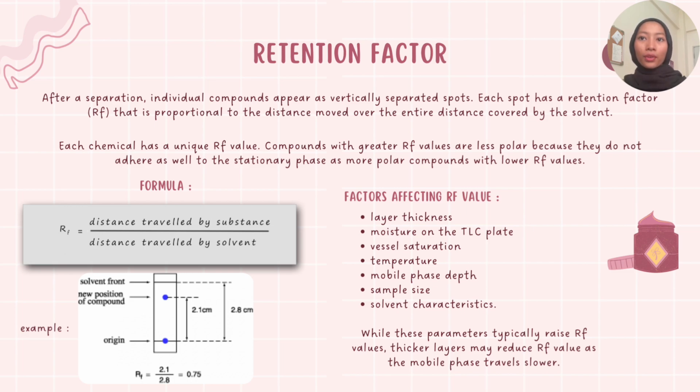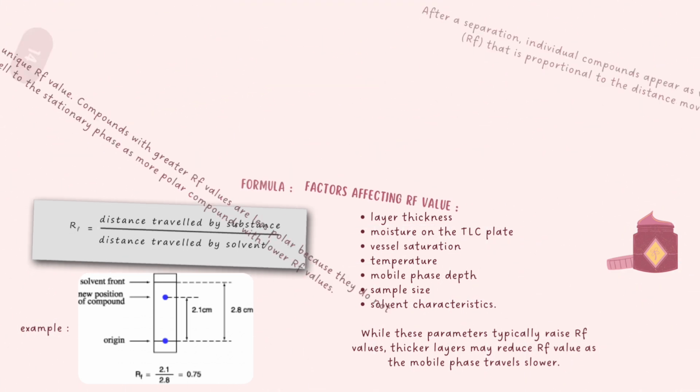Factors affecting RF values include layer thickness, moisture on the TLC plate, vessel saturation, temperature, mobile phase depth, sample size, and solvent characteristic. While these parameters typically raise RF values, thicker layers may reduce RF values as the mobile phase travels slower.